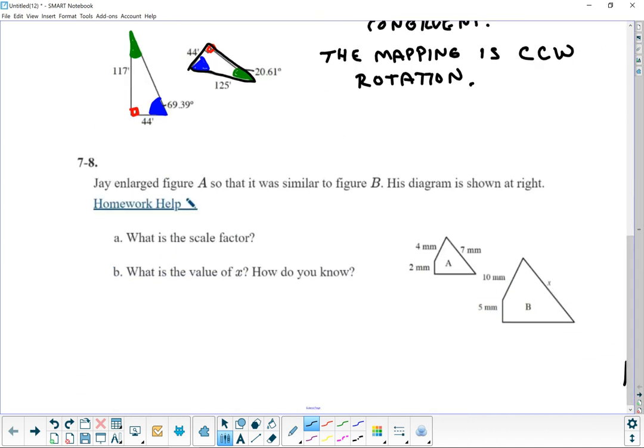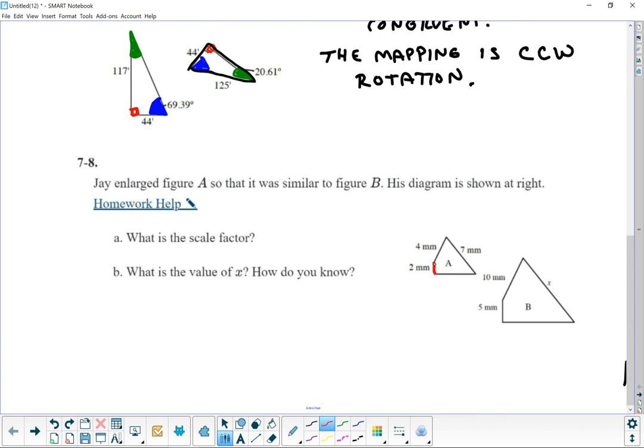J enlarged figure A so that it was similar to figure B. His diagram is shown on the right. What is the scale factor, right? And what is the value of X, and how do you know? So we kind of talked about scale factor the other day, but we just have to set them up as a fraction, as a ratio. You can set up any way you want, just make sure you're consistent. So I'm going to go ahead and do it like this.